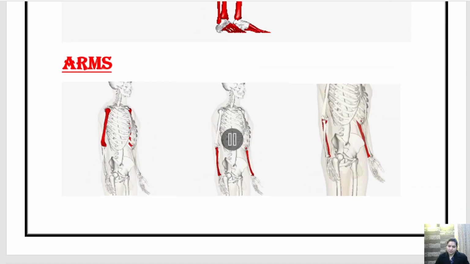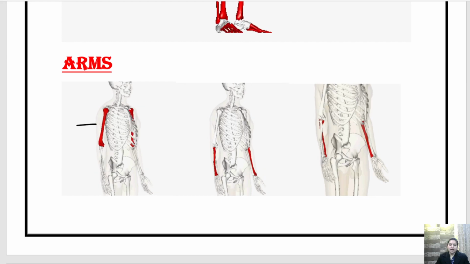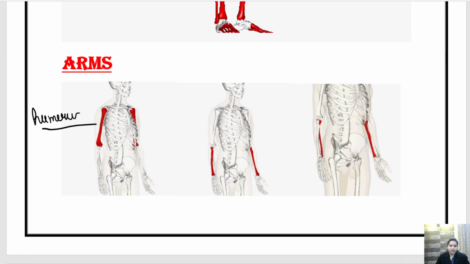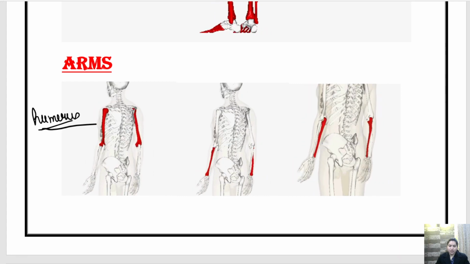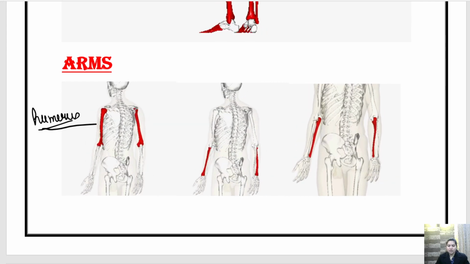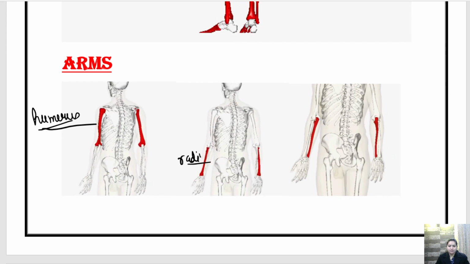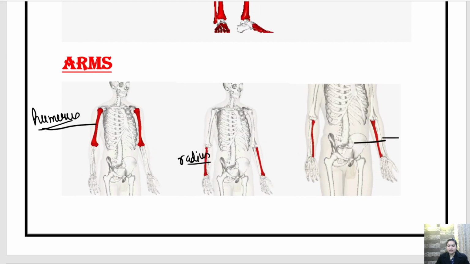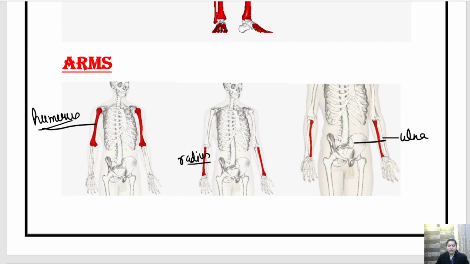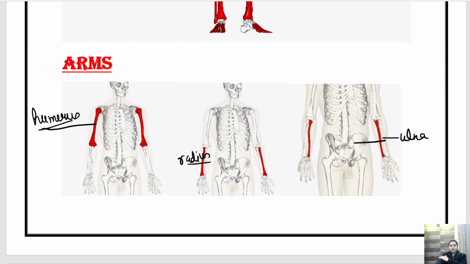Okay. So let's talk about arms. In the arms, the upper arm region is called the humerus. जब आप इसके थोड़ा नीचे आते हो तो यहाँ पे दो बोन्स होती हैं. कौन कौन सी हैं ये दो बोन? One is the radius and another is the ulna. Radius and ulna. Okay. So the bone present in this region is the humerus.